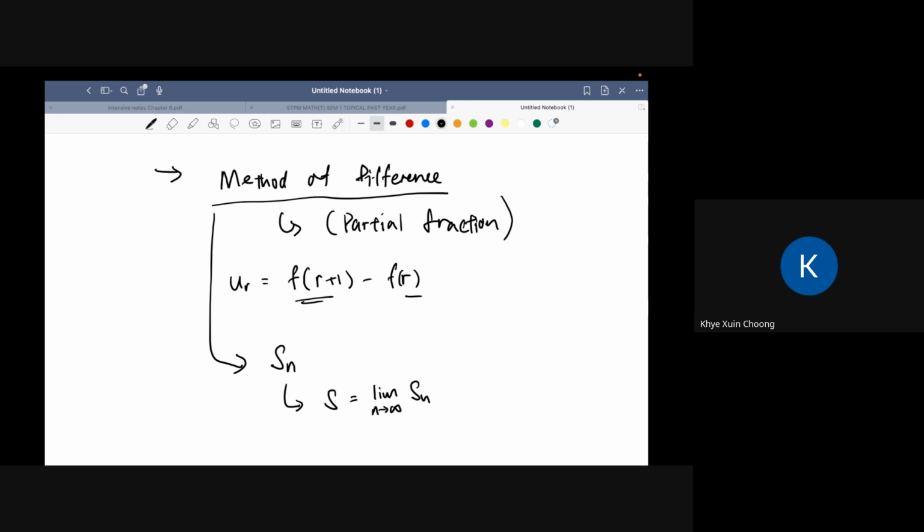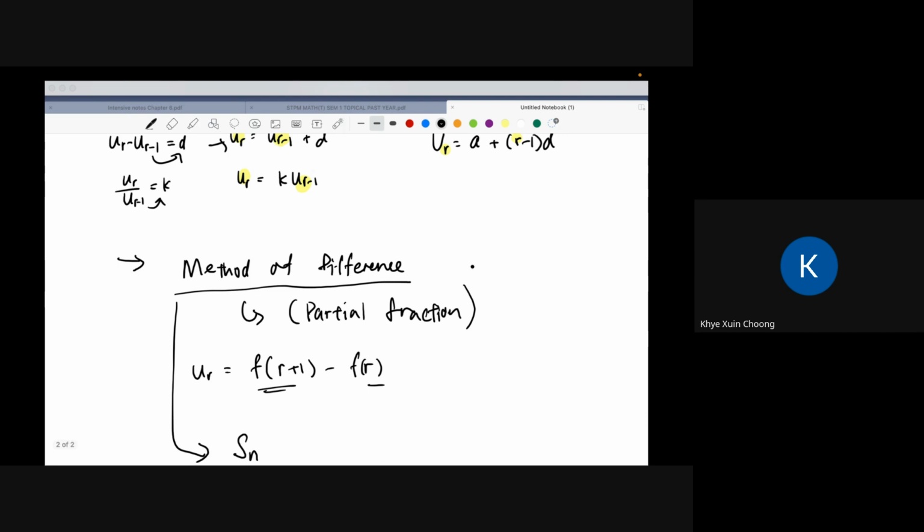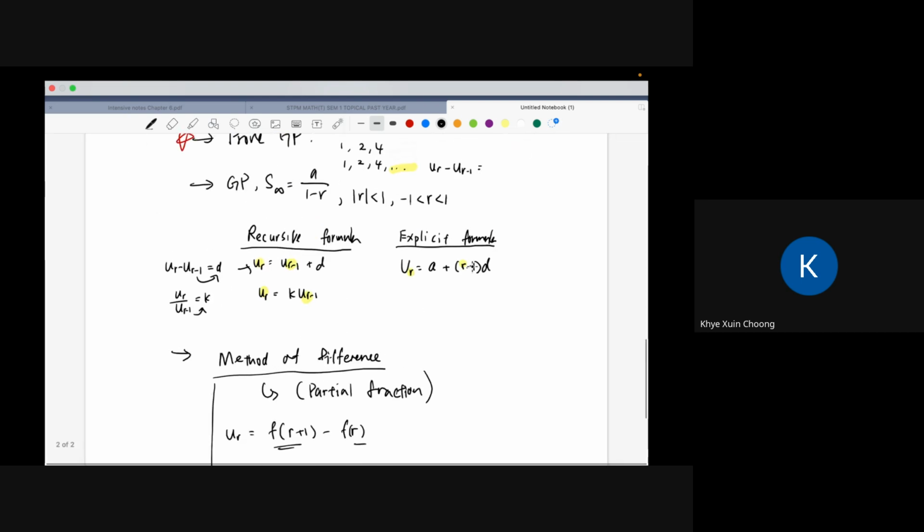Normally they like to ask you something like this: find S_n, then the sum to infinity. Okay, so how do we know that it is method of difference? Actually, you can think like this. By series we mean addition of many terms or subtraction of many terms.